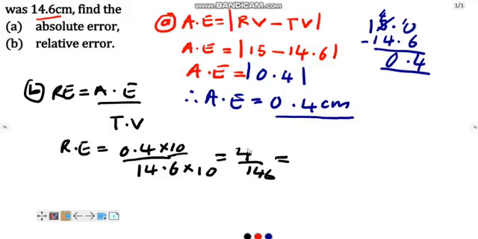We can look for the number that can go into 4 and 146. We can say 2. 2 into 4, it's 2. 2 into 14, it's a 7. 2 into 6, it's a 3. So we have 2 over 73. So this is our relative error.